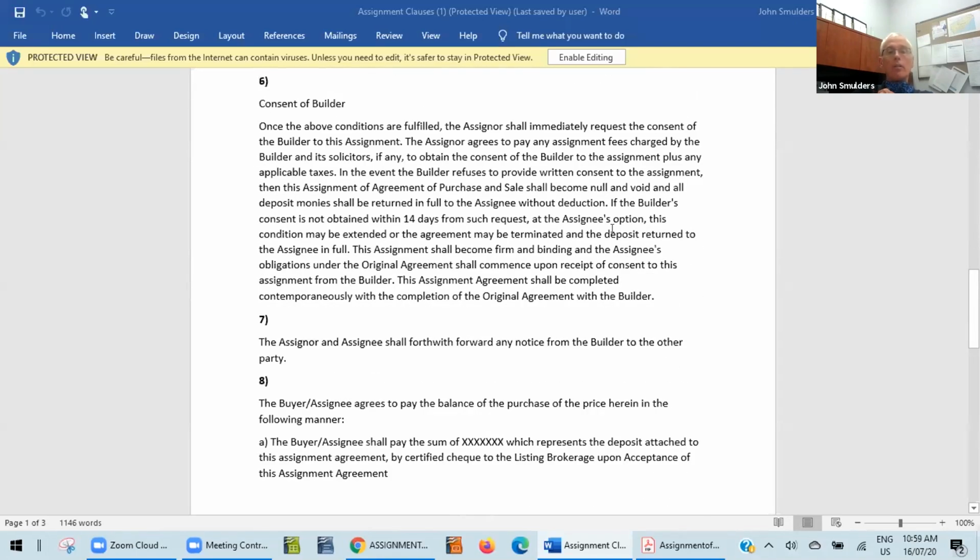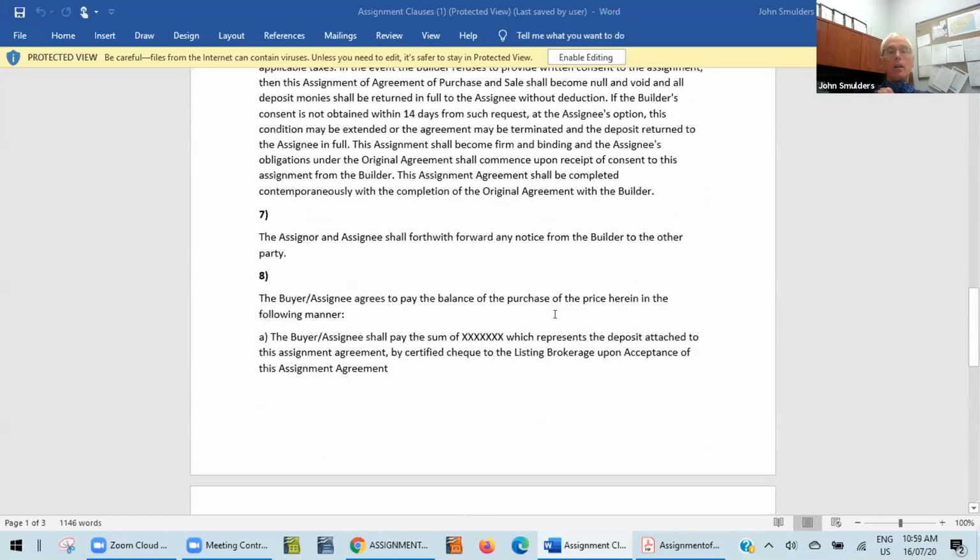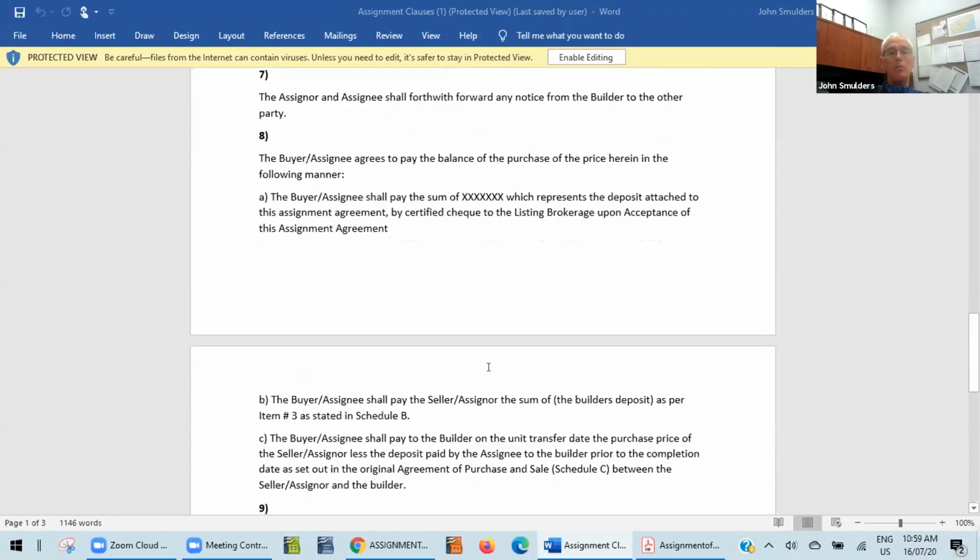The assignor and the assignee shall forthwith forward any notice from the builder to the other party, of course. The buyer assignee agrees to pay the balance of the purchase price in the following manner. All right. The buyer shall pay the deposit attached to the assignment agreement to the listing brokerage upon acceptance of this assignment agreement. That's the deposit. The builder's deposit will be paid, and the buyer will pay to the builder on the unit transfer date.